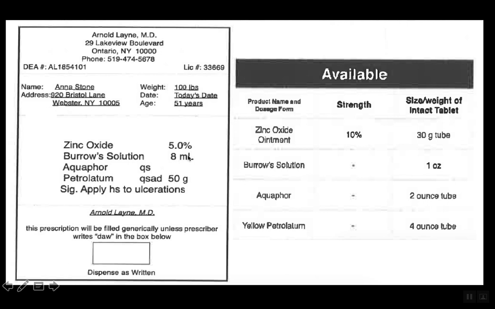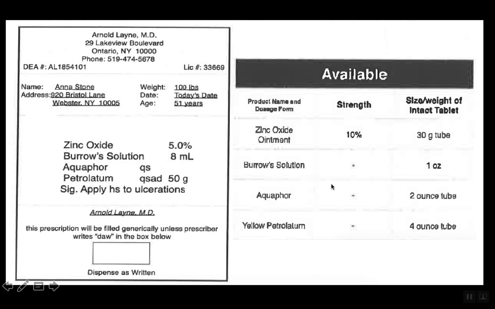Burroughs solution, 8 mL that we need to add. Aquaphor QS. If you notice right away, the Burroughs solution is a liquid or a solution, so the base automatically has to be something that can absorb that. You can't just add it. So they give you the option of using the Aquaphor. Sometimes they may not include the Aquaphor, but you have to just know that you could use it. You could include it into your calculations, because that's the only way you're going to get the solution into the base. And then you have the petrolatum also here, and you're going to QS to 50 grams in total.